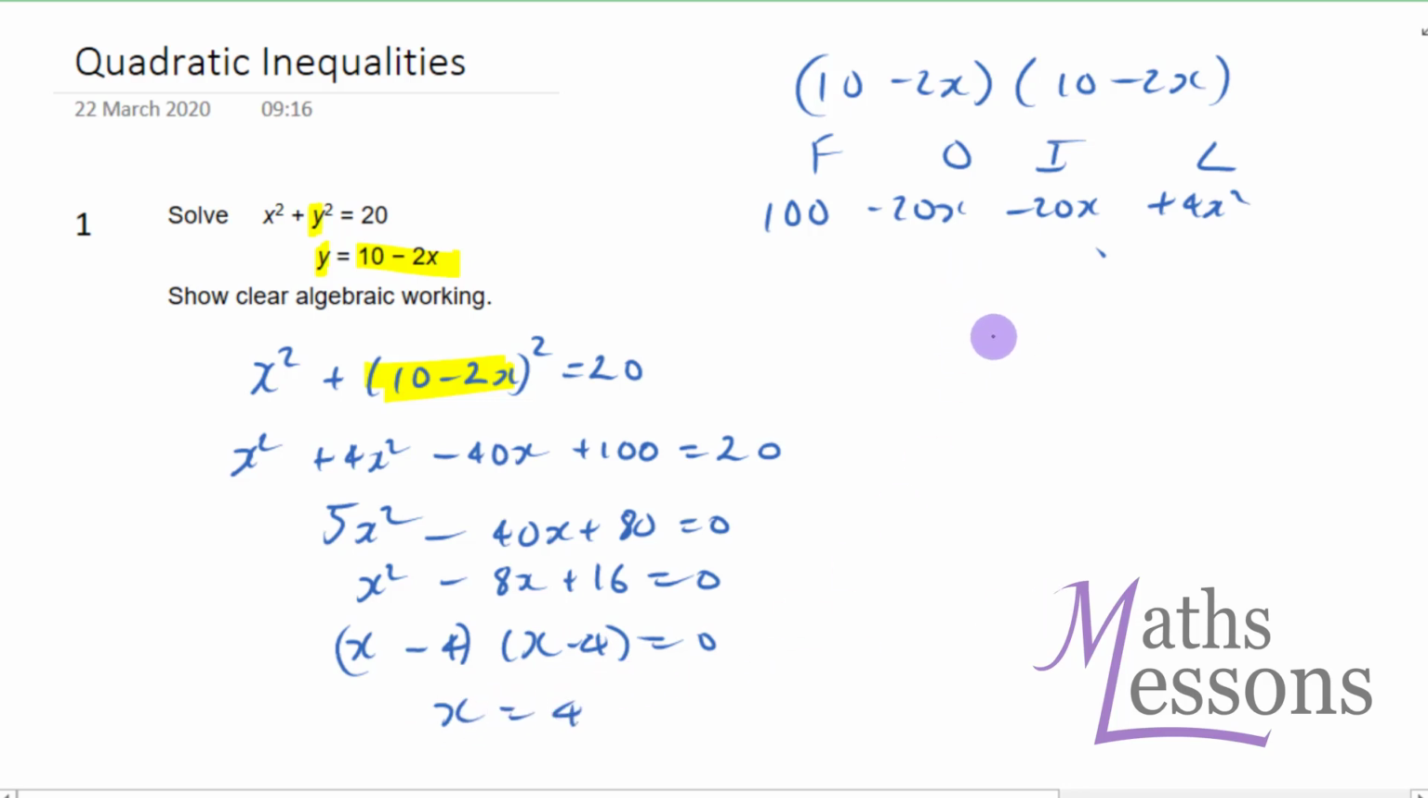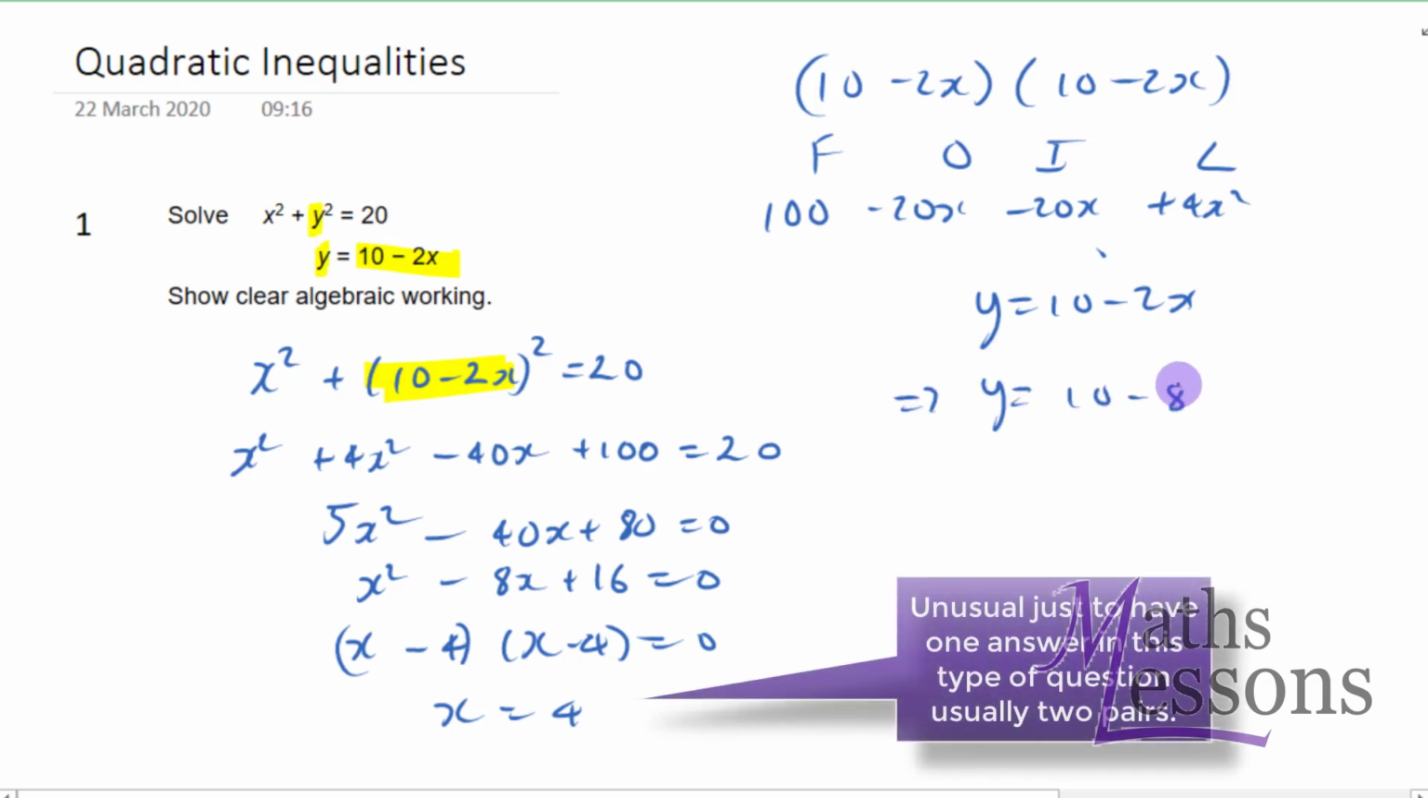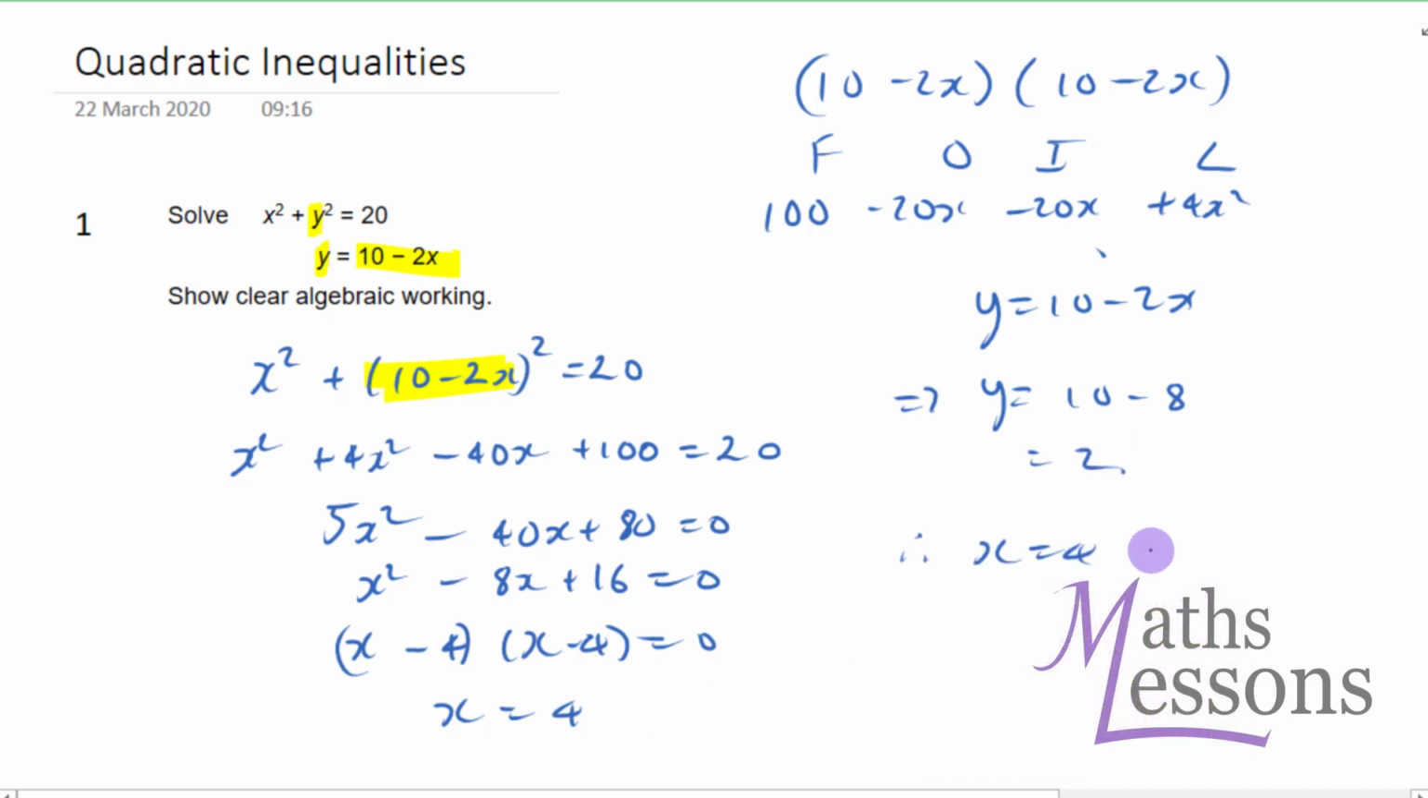So if I substitute that into y, we know that y equals 10 minus 2x from this equation. We can put x in as 4 into that, so we get y is going to be 10 minus 8, so y equals 2. So therefore x equals 4 and y equals 2.